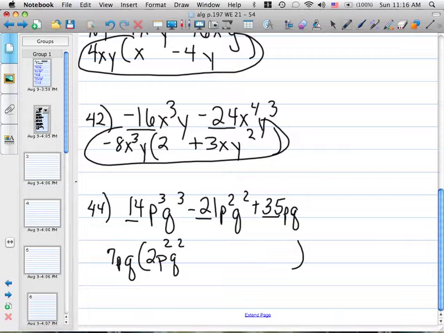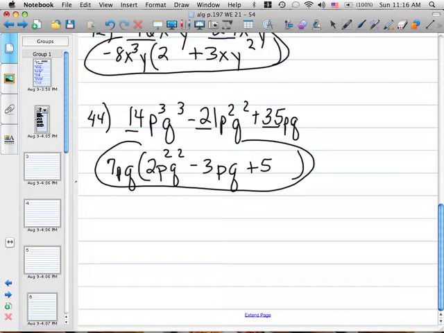To get back to negative 16, you need 2. We have the x cubed and we have the y. To get back to negative 24, we need a positive 3. Negative 8 times positive 3. And x, we need an x and we need a y to the second.